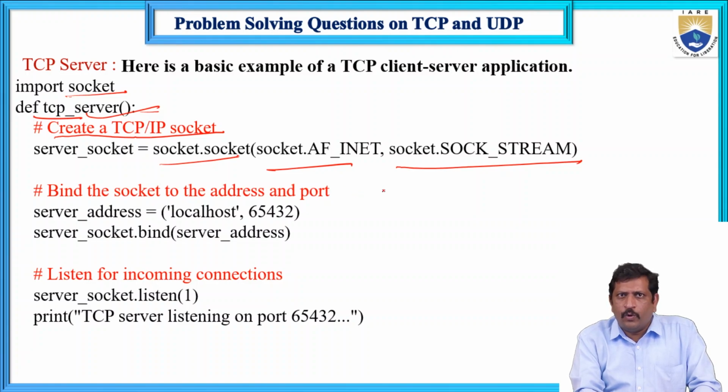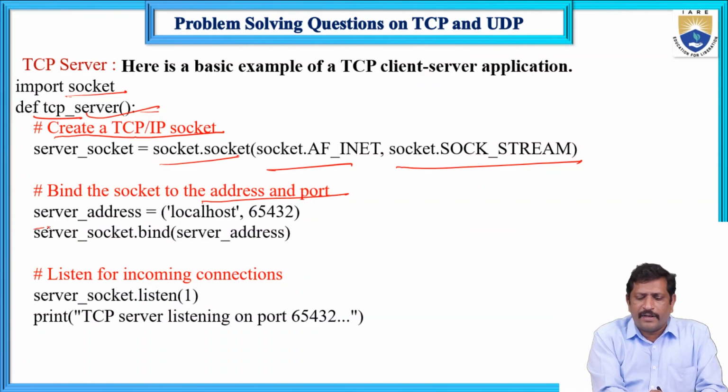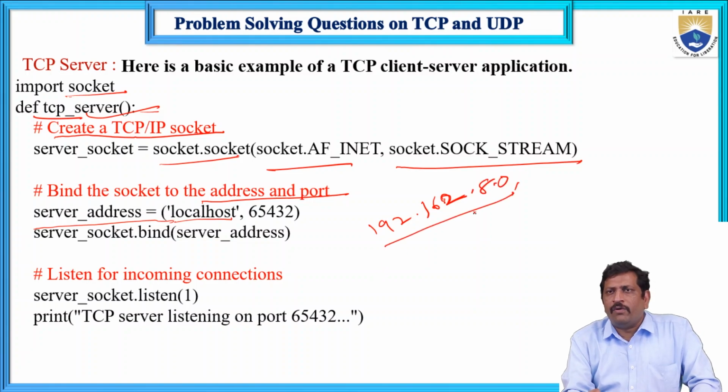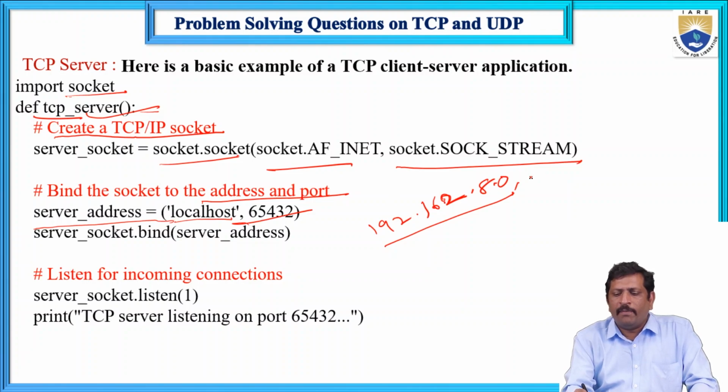Bind the socket to the address and port. Why do we bind the address and port? Every host, every system at the server side, has an address and a port number. With the help of the IP address and port number, we can identify the other device and transmit data to that particular identified device. Here is the local host address, considered as an IP address, that is 192.168.8.0. Along with this, we have to identify the port number of the device. The port number is 650432.